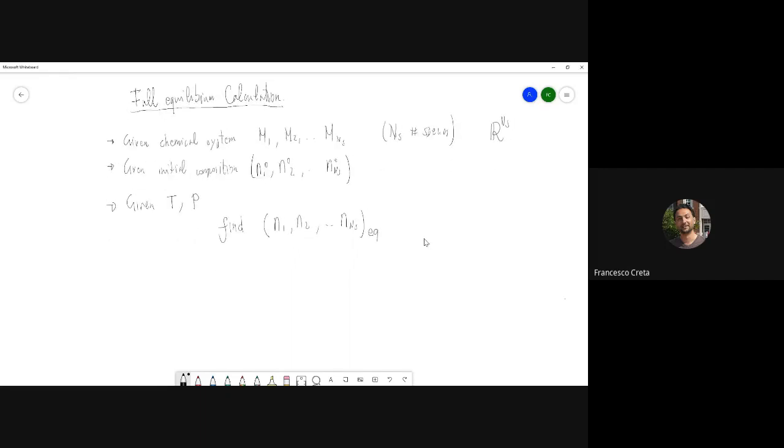Again, let me underline the fact that one of the most important things you have to know is formulating the problem. Very simple. Given the number of species, given an initial composition, and given the conditions of temperature and pressure, which I keep constant, find NS number of moles of equilibrium. So my unknowns are NS.